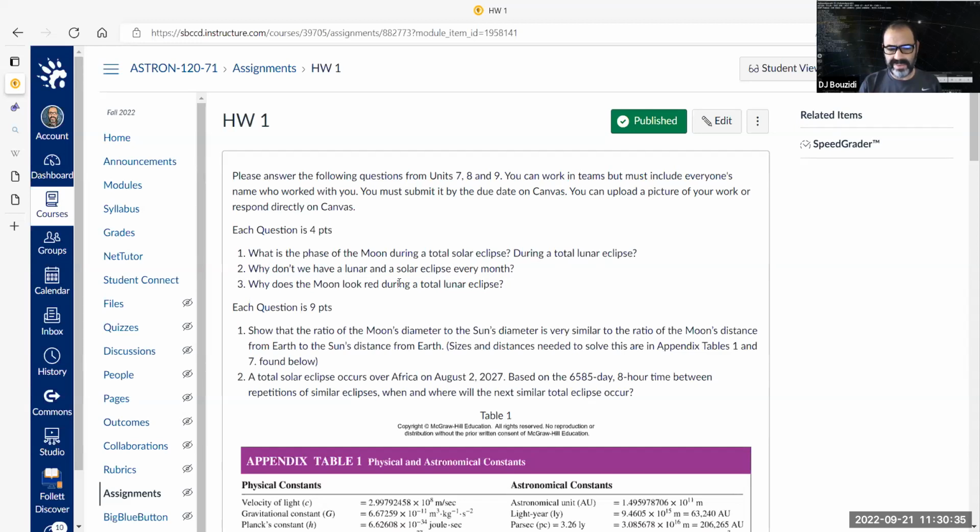And why don't we have a lunar and solar eclipse every month? It has to do with the tilt of the path of the moon around the Earth versus how the Earth is going around the sun, meaning the virtual position of the sun on that path. Okay, and there is a 5 degree tilt, and sometimes it has to be within 1 degree to see that.